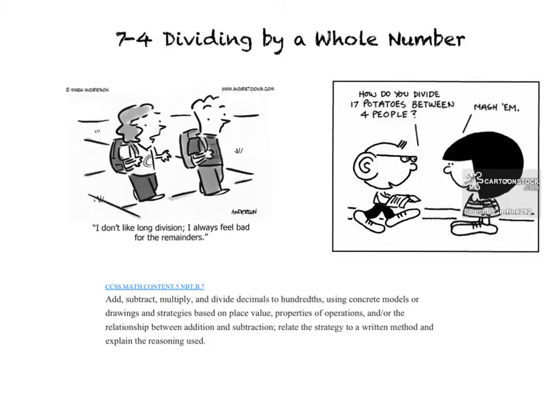I also included a little bit of math humor for you right here. I don't like long division. I always feel bad for the remainders, and that's kind of funny to me because remainders are left alone. That's why they're remaining. And then something I would have probably said to my teacher or one of my friends when I was back your age is, how do you divide 17 potatoes between people? Well, you mash them. No need to do any thinking. Gotta be creative.